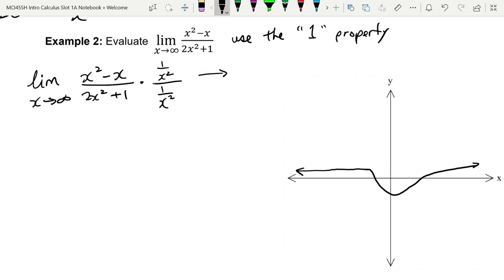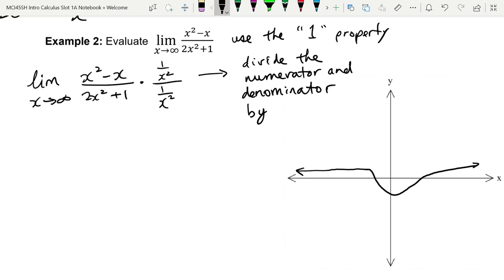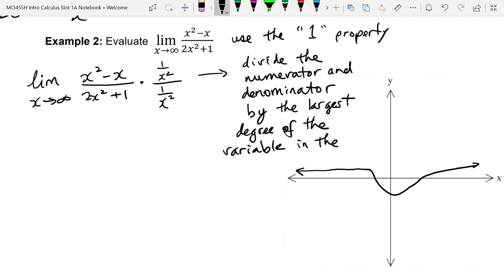Basically, in words, what I'm going to say here is I'm going to divide the numerator and denominator by the largest degree of the variable in the expression. So I look at the expression and I notice, aha, it's got an x squared here and an x squared there. So that's why I decided I was going to divide top and bottom by those x squareds. That is my trick, that is my method, and look what that's going to do.